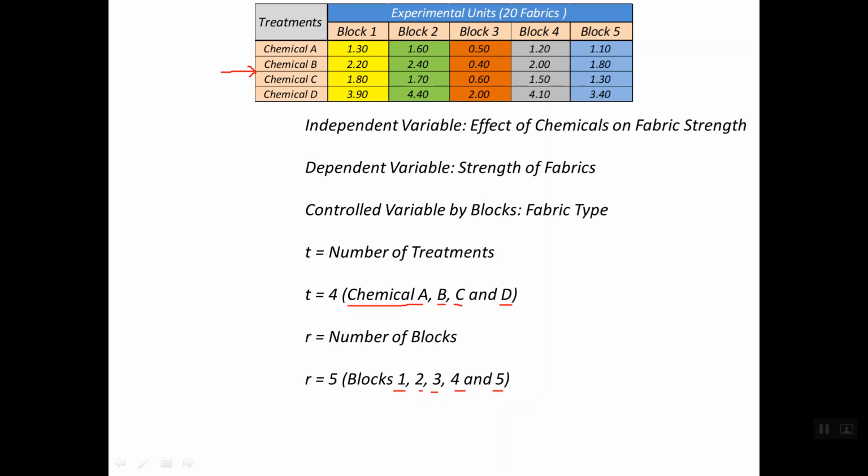In order to calculate the total units, we simply multiply the value of t by the value of r to get the total observations. So the total observation is simply 5 times 4, which is equal to 20.